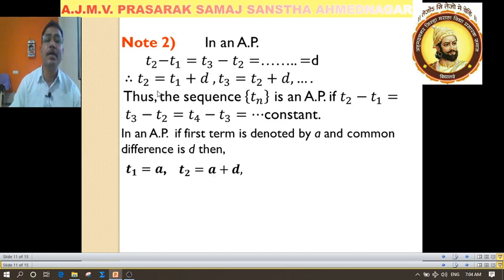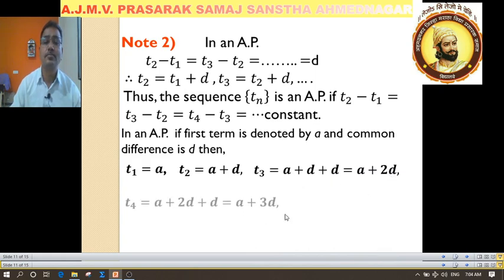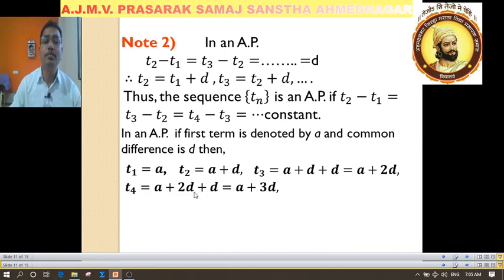Second term is obtained by adding the common difference to the first term. So T1 plus D means A plus D. Third term: A plus D plus D, we get A plus 2D. Fourth term: A plus 2D plus D, we get A plus 3D. So if A is the first term and D is the common difference, then the sequence becomes A, A plus D, A plus 2D, A plus 3D and so on.